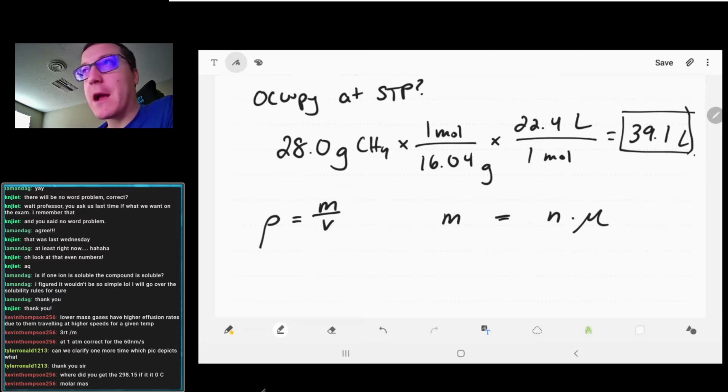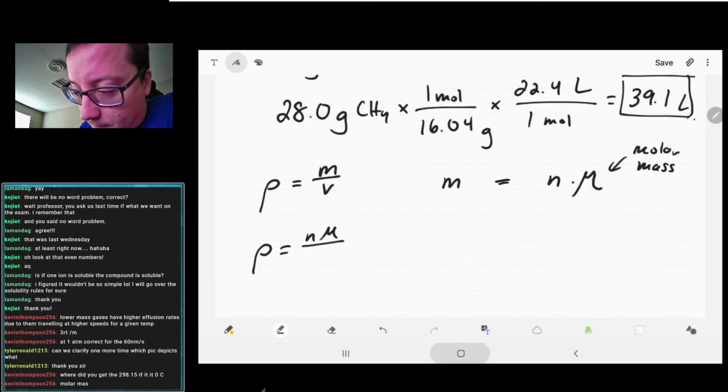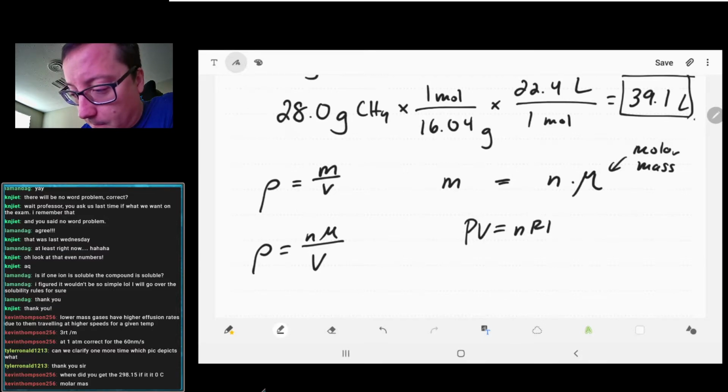The moles times the molar mass equals the mass. That's not a mu, I'm trying to make that fancy M from before. Molar mass, I'll just write that. And so we could say that the density of a gas is the moles times the molar mass over the volume. If we take a look at our ideal gas law as well, if we wanted to isolate n and V, we could do that.